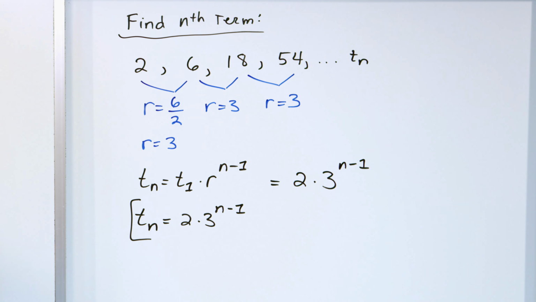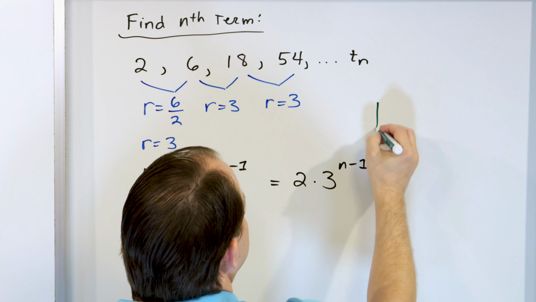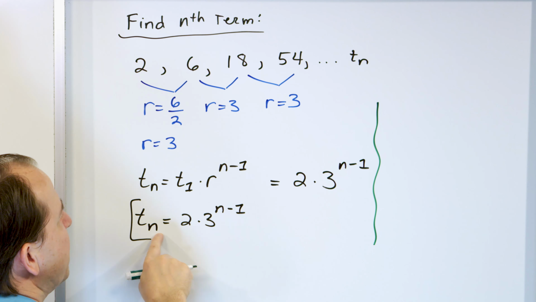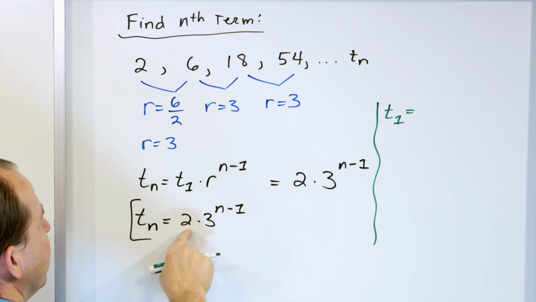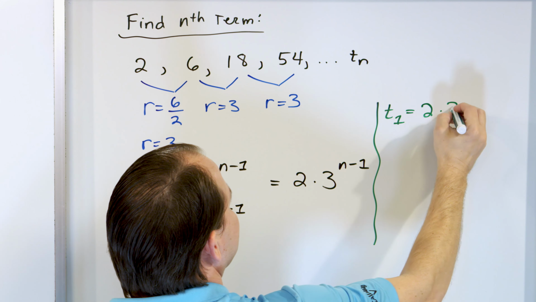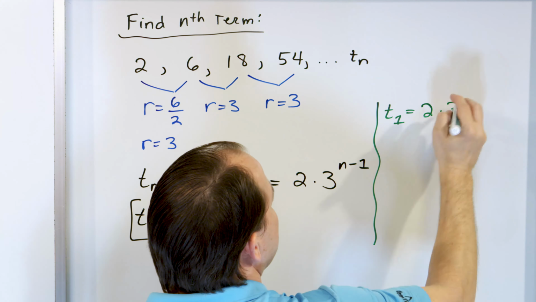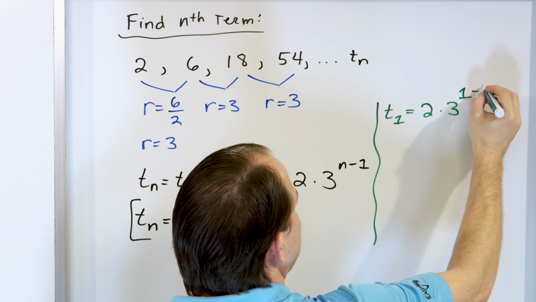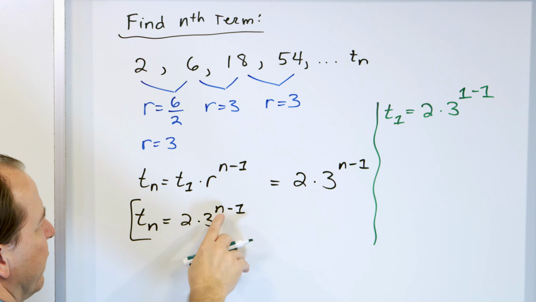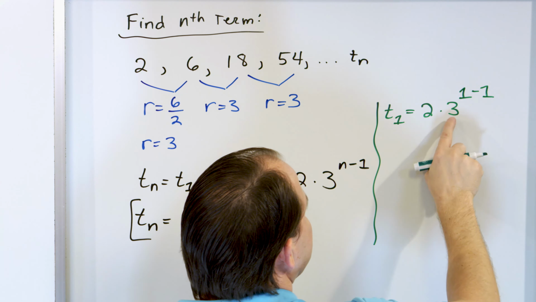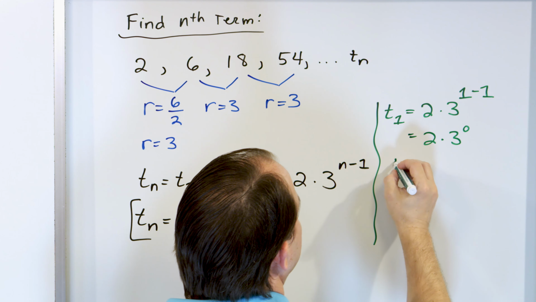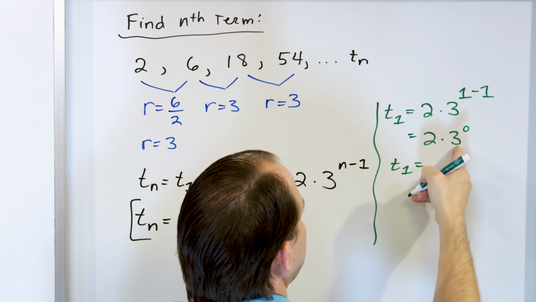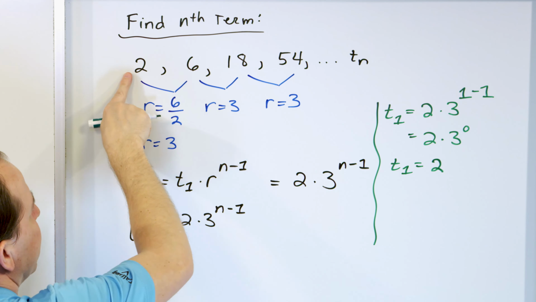Let's go ahead and just spend a second to check it for a couple of terms. Let's see what happens if we put t sub 1 into this equation. Find the first term, right? So we're saying that it's 2 times 3 to the n minus 1, with n equal to 1, so 1 minus 1. We're just putting the value of 1 into this equation. Well, you're going to get 2 times 3 to the 0. So t sub 1 is 1 times 2, which is 2, and that's the first term of the sequence.